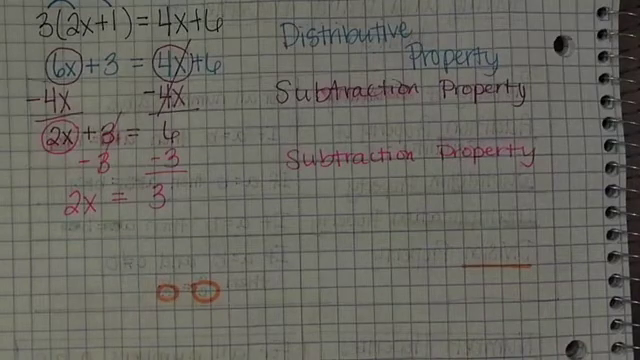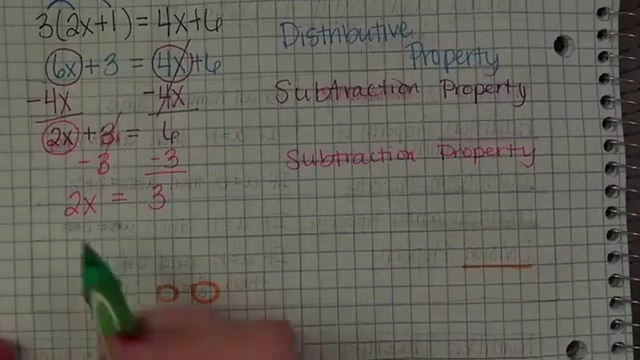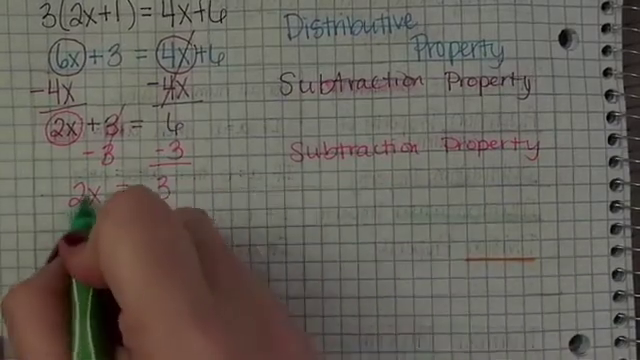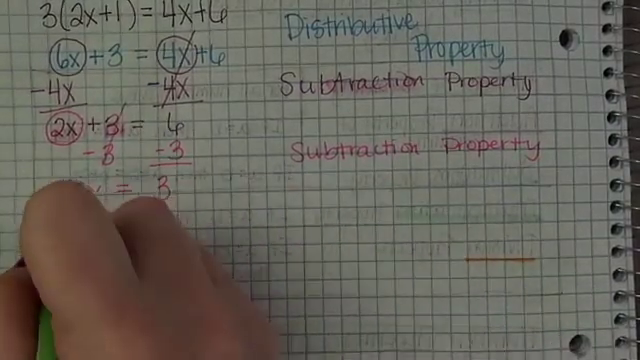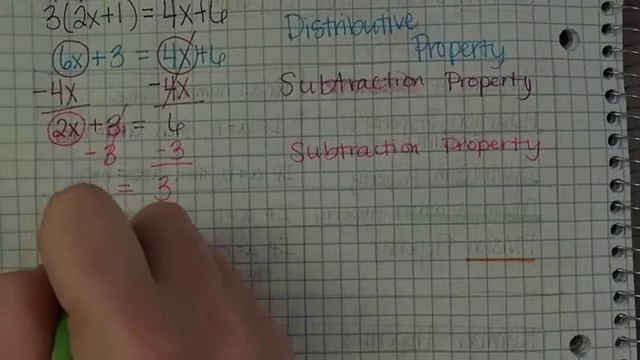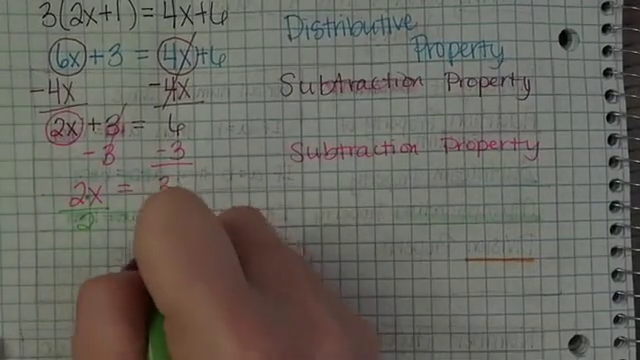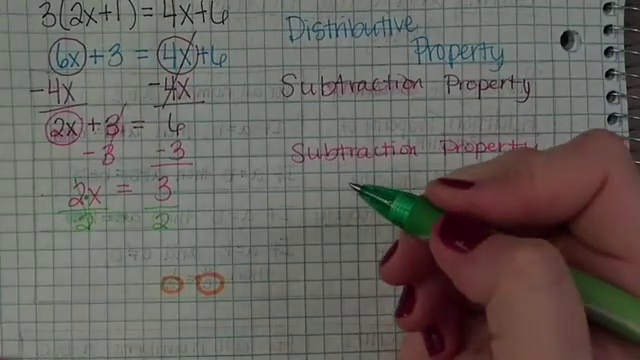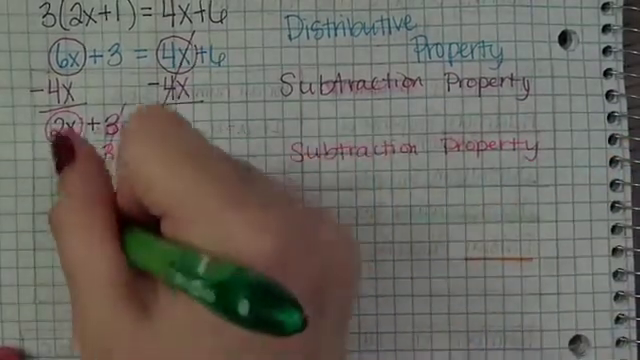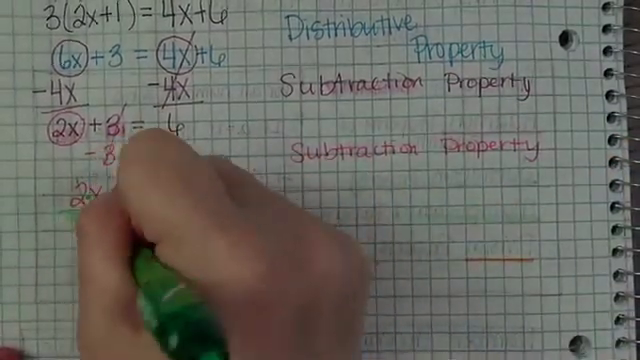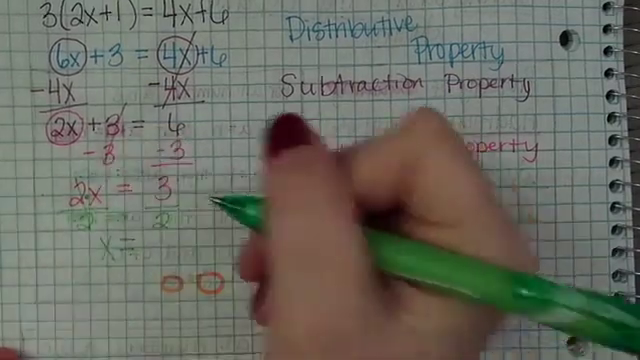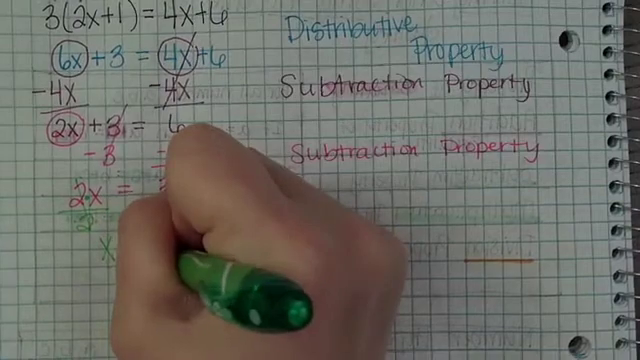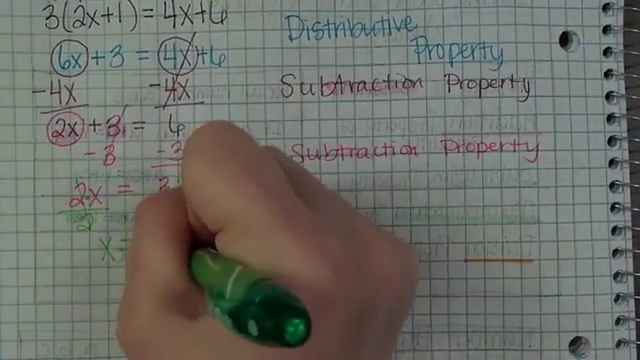Okay, next step, we have 2x equals 3, so continue solving. So it's 2 times x, what's the opposite of multiply by 2? Well, it's divide by 2, and divide by 2. 2 divided by 2 cancels. Sorry, hopefully that green's not too hard to see. So then we would say x equals 3 divided by 2 is 1.5.